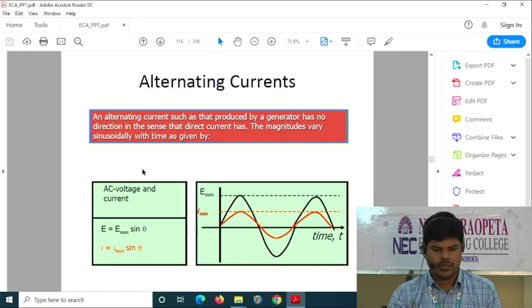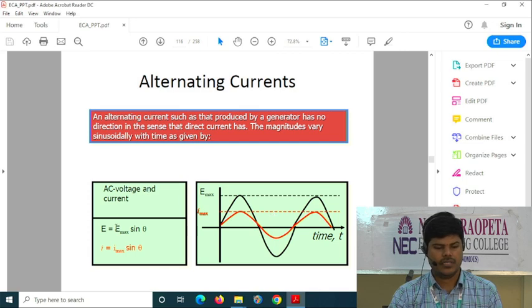Next, AC is nothing but alternating current. An alternating current system produced by a generator has no fixed direction. The current has a magnitude that varies sinusoidally with time. In general, we will represent all alternating currents in the form of a sinusoidal wave. Other forms also exist, like triangular wave, square wave, and so on.